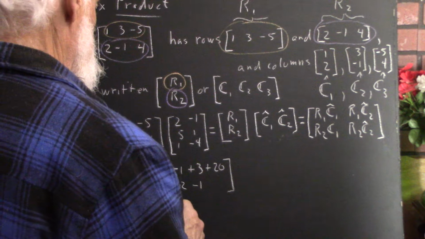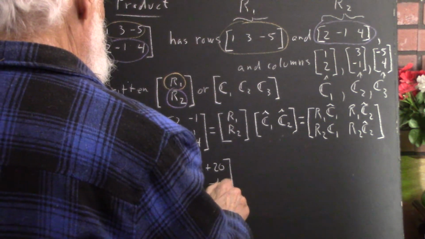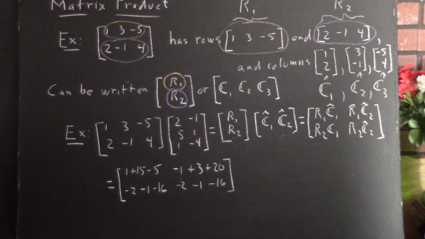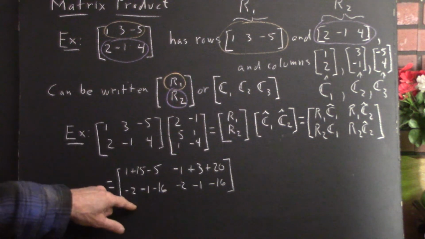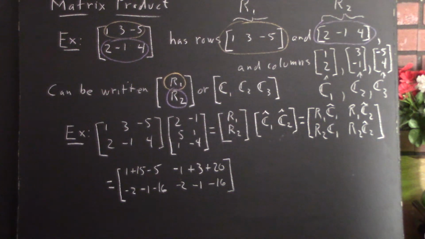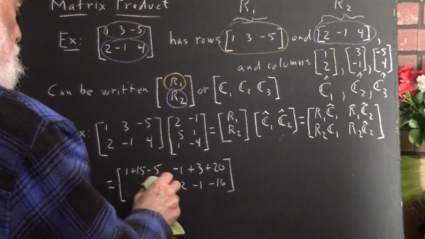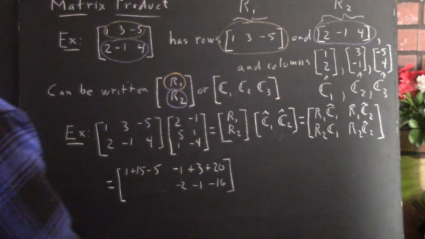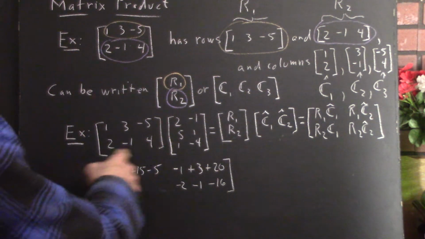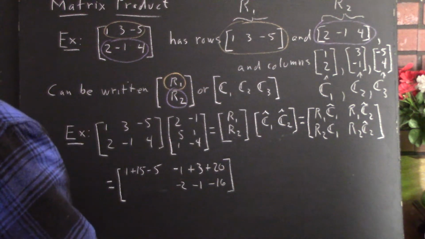And 4 times negative 4 is minus 16. And you know what I did? My eye caught the second row here, so when I did this, I wrote the result of the second row by the second column, which does not go here. It goes here, because it's in the second row, certainly, but also the second column.